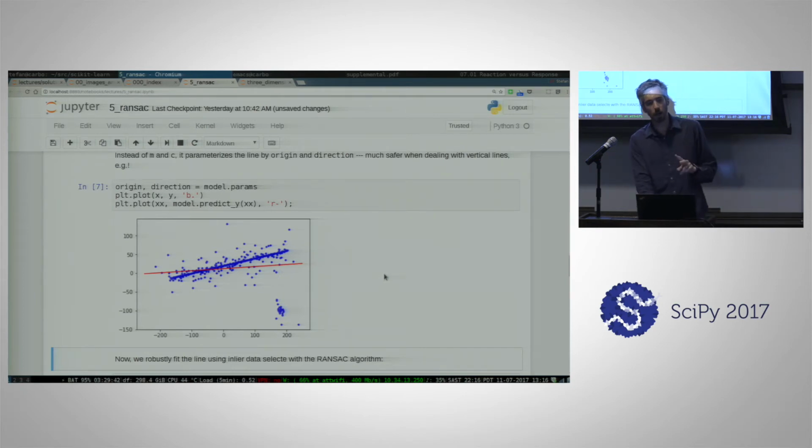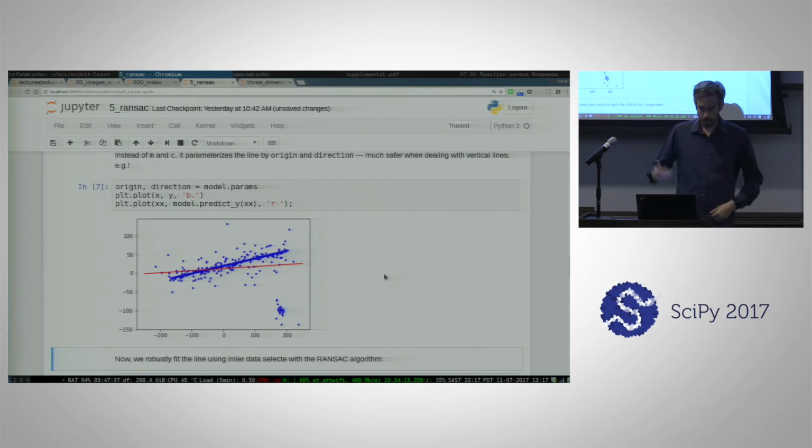So the question is, how can I get rid of the outliers and still fit a model to this data? RANSAC is very clever and very simple. It says: how many parameters do I need to fit a line? Or how many data points do I need to fit a line? Two, because I want to estimate two parameters.